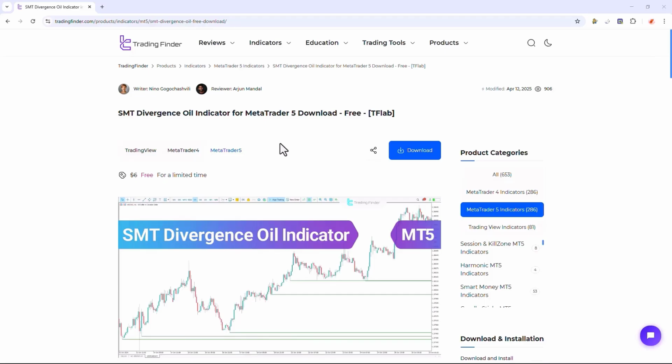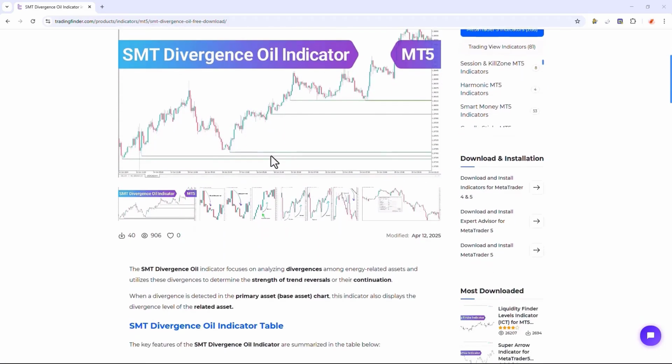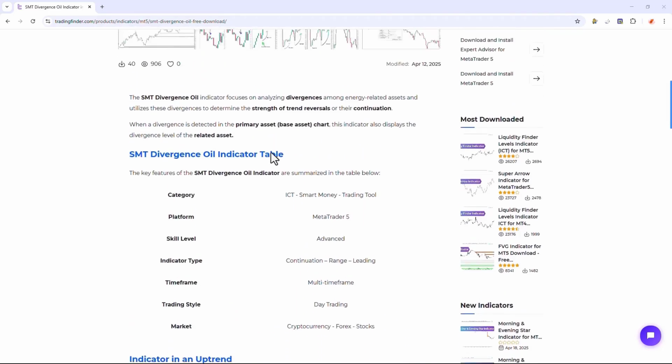the SMT Divergence Oil Indicator, which is offered for various platforms on the TradingFinder website. From this section, you can download the indicator file for MetaTrader 4 and MetaTrader 5 platforms and run it on the upward chart. Additionally, traders can read this page to understand how the indicator works and functions.